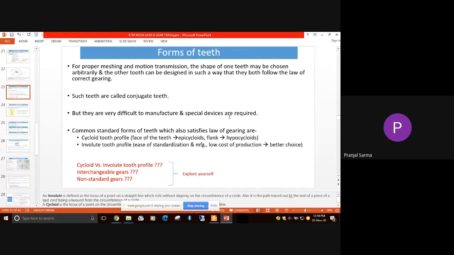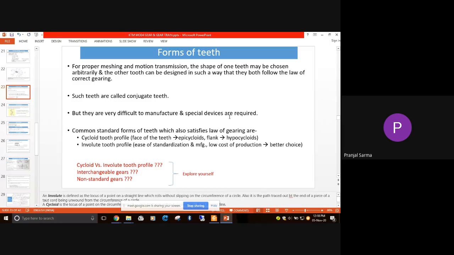Now if we want proper meshing, which is a vital requirement, then for proper meshing as well as proper motion transfer, the shape of one tooth you can choose arbitrarily, and you can design the shape of the other tooth in such a way that both of them follow the law of correct gearing. In the previous class we discussed the law of gearing, and we know that if a pair of gear teeth from driver and driven follow the law of gearing, then we can expect a constant velocity ratio and the gear drive will work properly.